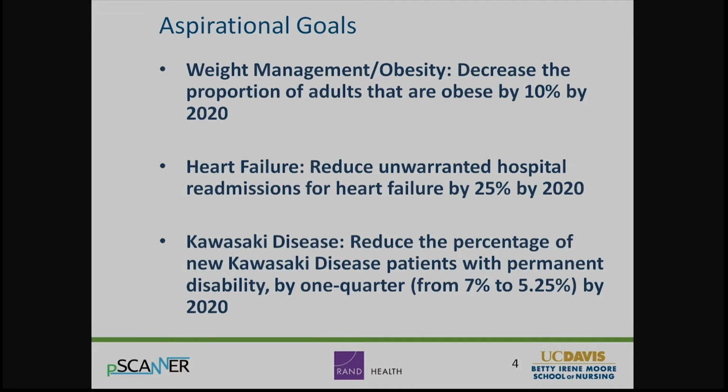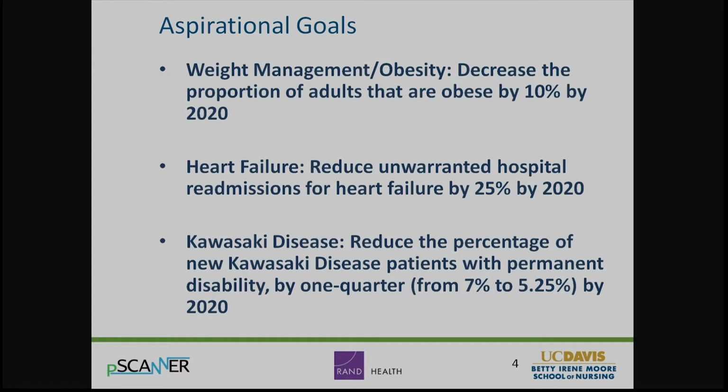Next slide, please. So what we've done here, we wanted to know what kinds of goals or ultimate outcomes we are looking at. To identify what we call aspirational goals, we worked with the advisory boards. For weight management, that was to decrease the proportion of adults that are obese by 10% by 2020. For heart failure, it was to reduce unwarranted hospital readmissions for heart failure by 25% by 2020. For Kawasaki disease, it was to reduce the percentage of new Kawasaki disease permanent disability by one quarter.